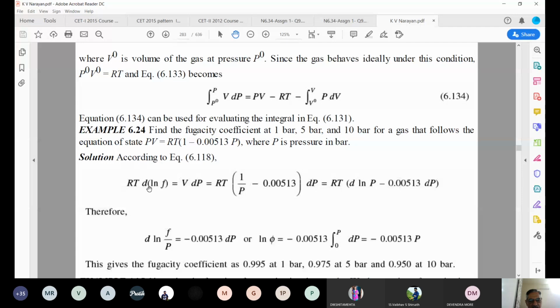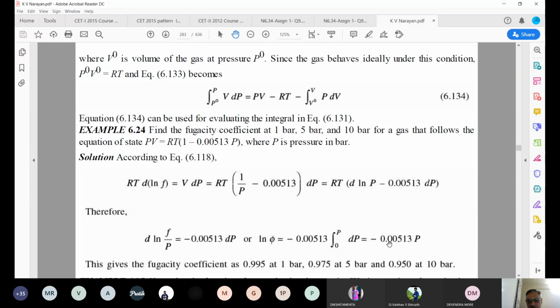So what you get is d ln f by P. We brought this d ln P from the right hand side to this side, so it will become d ln (f by P). RT cancels from both sides. So what you'll get is minus 0.00513 dP, and this is nothing but the fugacity coefficient: ln phi is equal to minus 0.00513 times the integral of dP from 0 to P. Always 0 to P here, right?